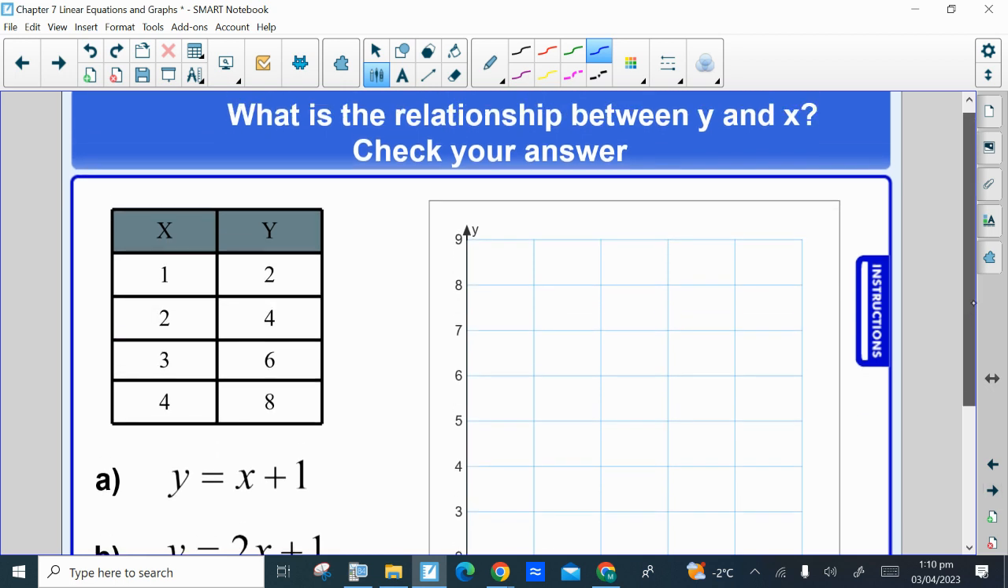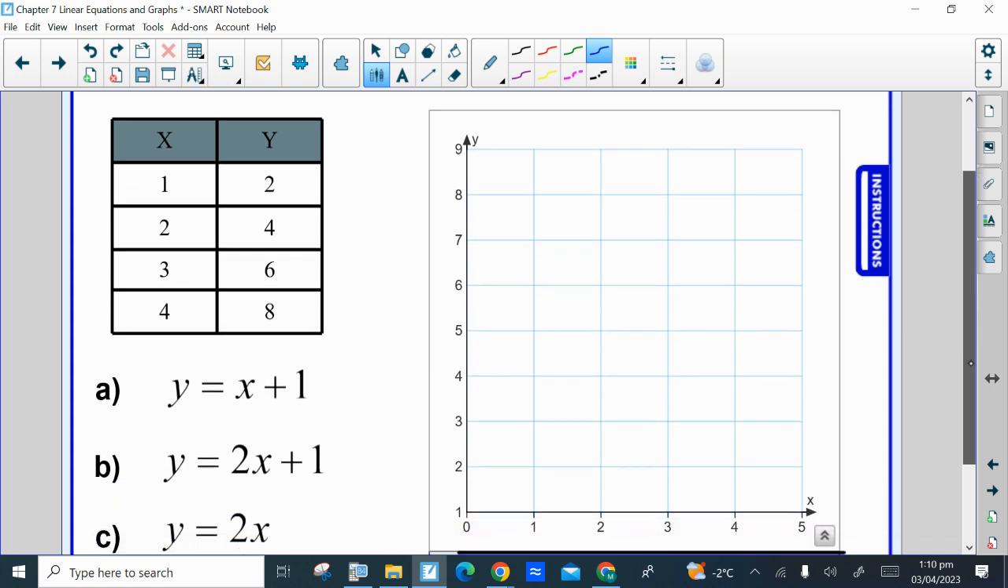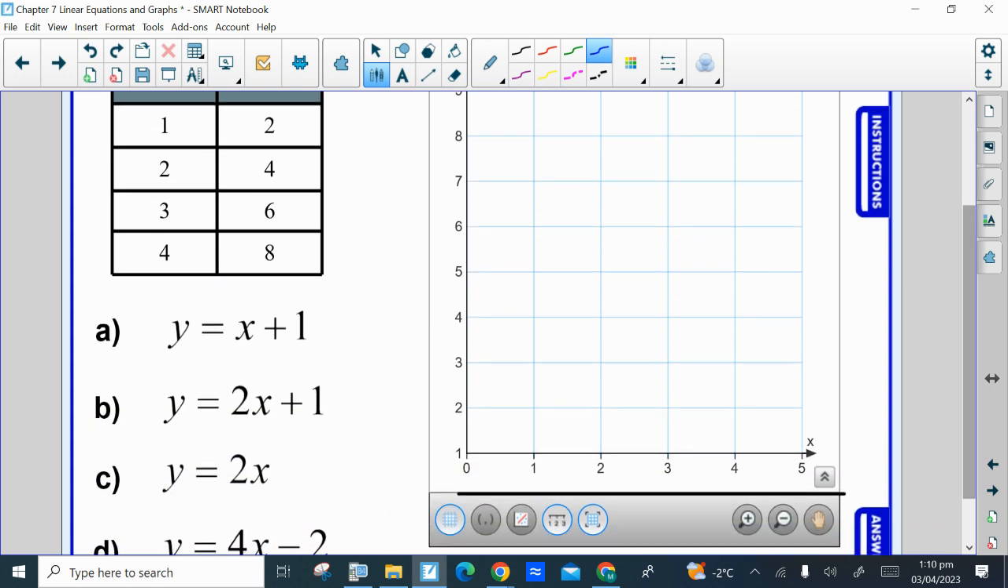So this slide says, what is the relationship between y and x? Check your answer. In other words, we want to know what equation works for that table of values. So that graph goes through the points (0, 2), (2, 4), (3, 6), and (4, 8).